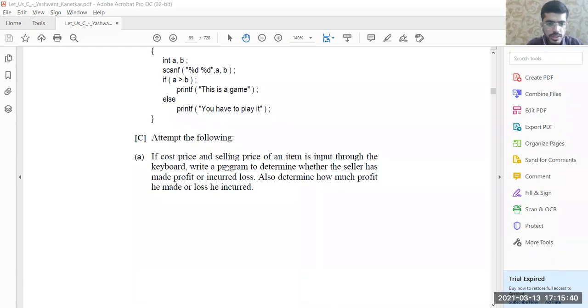Okay, the question we have is: if the cost price and selling price of an item are input through the keyboard, write a program to determine whether the seller has made a profit or incurred a loss. Also determine how much profit he made or loss he incurred. So what we have to do is write a program and take two inputs from a user. Number one is the cost price and number two is the selling price of an item.